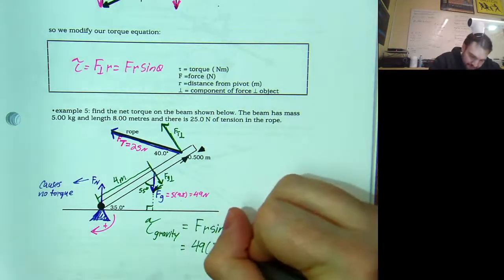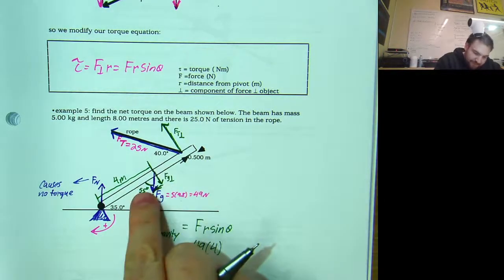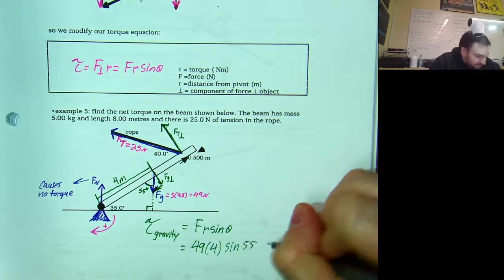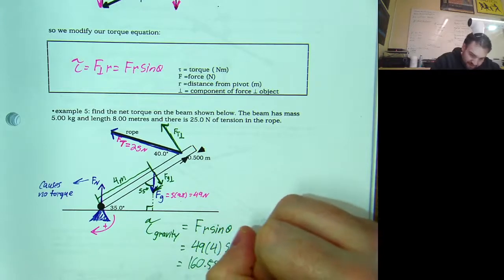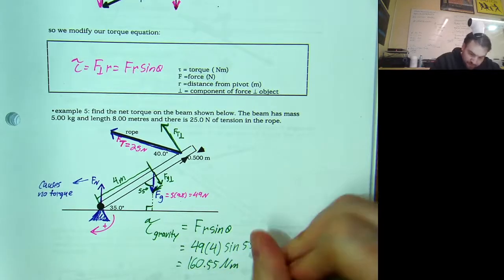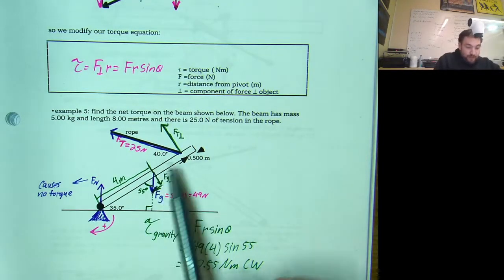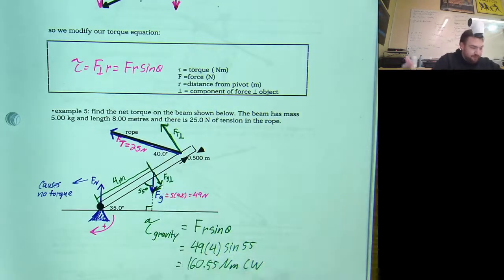So my R is going to be 4. And now the angle between the force and the beam is 55 degrees. So it's going to be sine 55. So my torque then is going to be 160.55 Newton meters clockwise. Relatively straightforward. This guy here, again, we could break this thing up using components. If that's 40 degrees, then that's 50 degrees and so on.